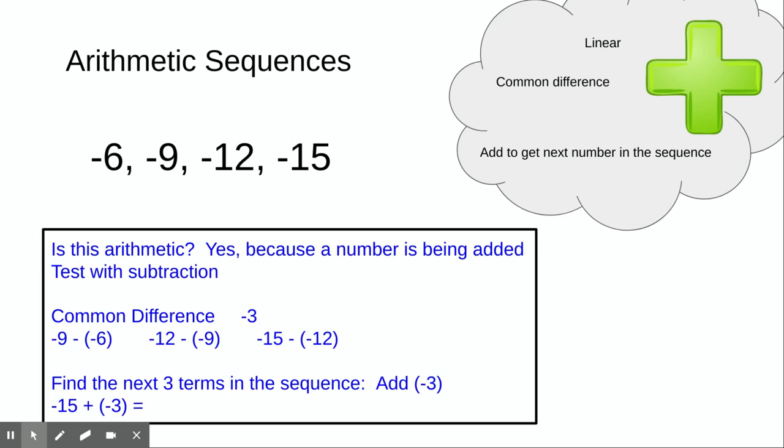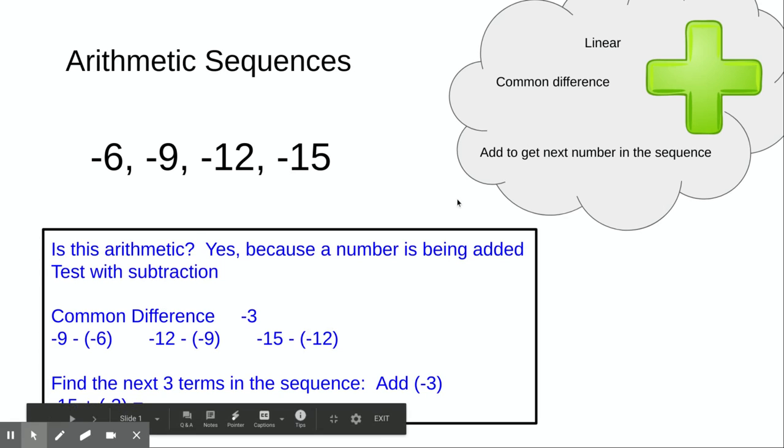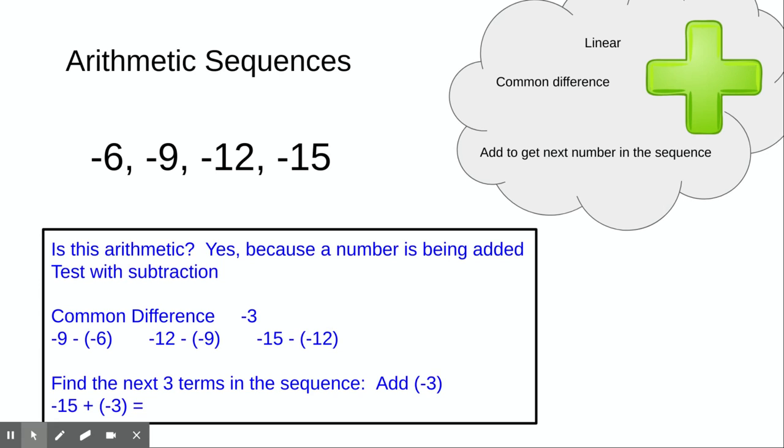Then finally, if I ask you a question about finding the next 3 terms in a sequence, you're going to add that -3 each time. So you're going to take the -15, the last number in the sequence, and you're going to add the common difference of -3. -15 plus -3. And you would keep doing that. You would keep adding -3 to find the next number and the next number after that for as many terms in the sequence as you want.